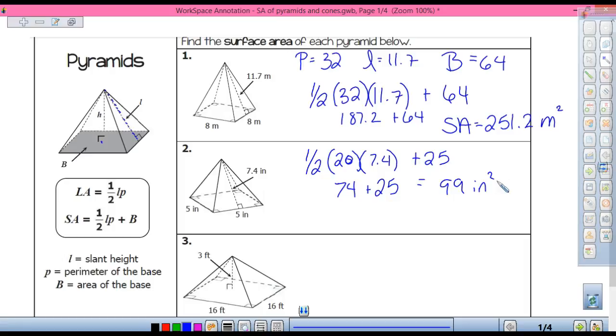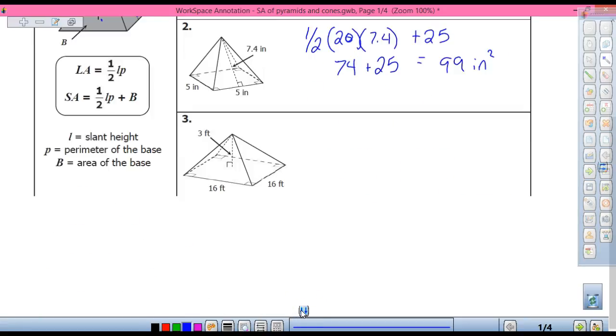Not too bad, right? Okay, we need to look at number 3, and the reason is, do they give us the slant height? No, they give us the height. But if I draw this, I now have what kind of triangle? A right triangle. I know that this is 3. What's this? 8. My slant height is going to be this side.